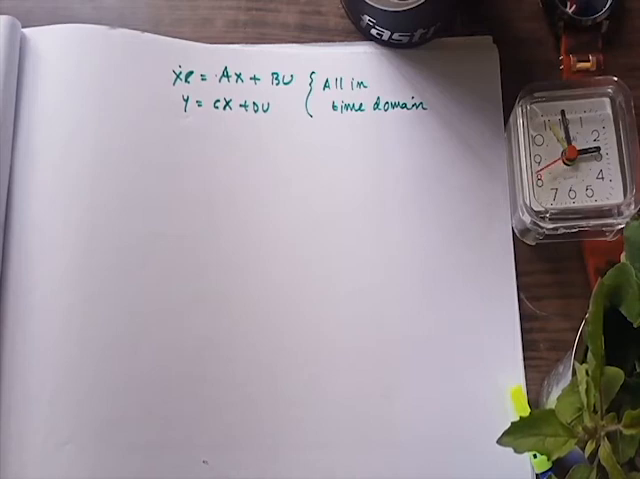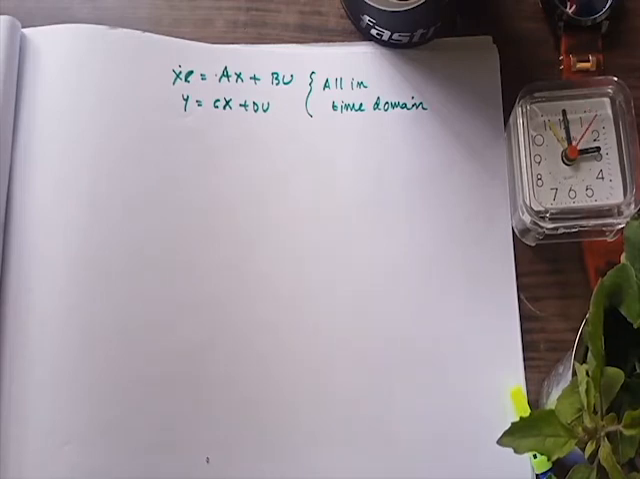In this video, I am going to derive the transfer function from the state space equation. The basic difference between the transfer function and the state space equation is that the transfer function involves the characterization of the system with the help of the output and input only, while in the state space equation the characterization is done with the help of the output and input as well as the state of the system.